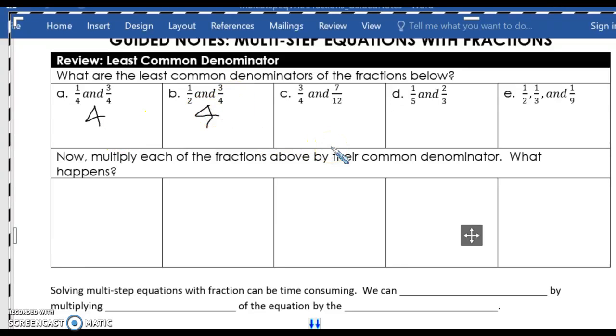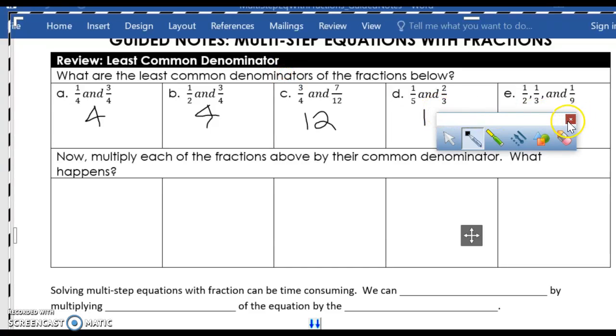What about 3/4 and 7/12? Least common denominator is 12, as it's the smallest number that is divisible by both 4 and 12. What about 1/5 and 2/3? Least common denominator is 15. And the least common denominator of 1/2, 1/3, and 1/9 is 18.